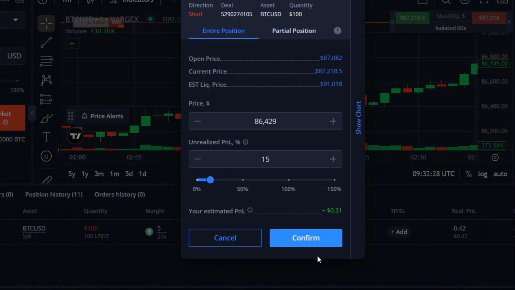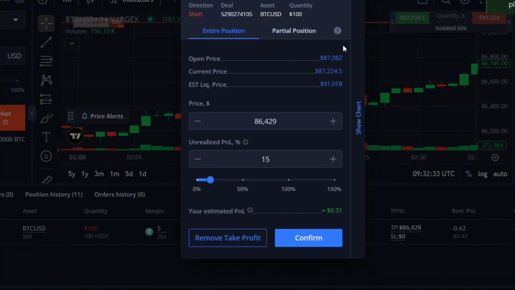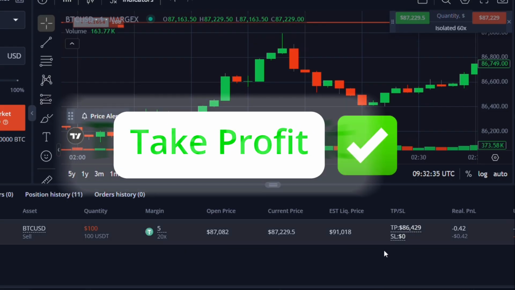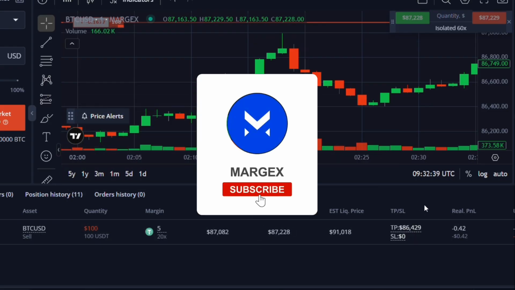Step 4. Confirm. If everything looks correct, click Confirm. Your take profit is now active. Remember, a take profit locks in your gains before the market turns around. It keeps your wins safe.